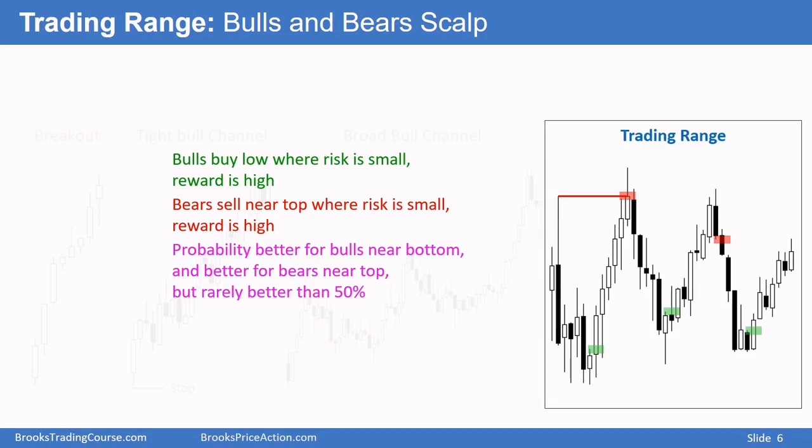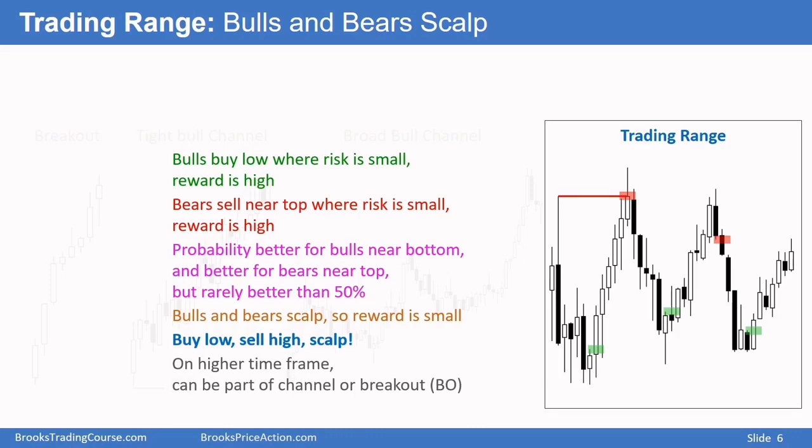Trading range probability is better for the bulls near the bottom and better for the bears selling near the top, but the probability is rarely better than 50-50. Again, bulls and bears are both confused except for one thing. They believe strongly that the market is not going to go very far up or very far down, and because of that, they scalp. They buy low, sell high, scalp. On a higher time frame chart, a trading range can be part of a trend, part of a channel. It could be part of a breakout on a high enough time frame chart.